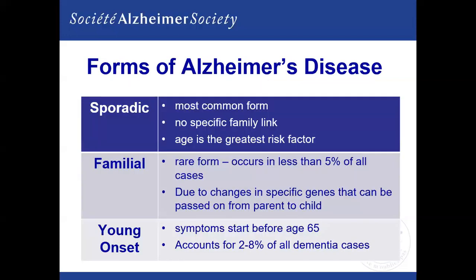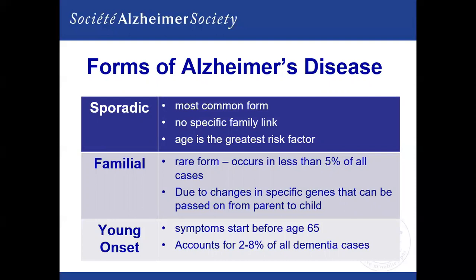And the last part of talking about Alzheimer's disease really involves looking at the different forms of Alzheimer's disease. Did you know that there are different forms of Alzheimer's? The two main types of the disease are called sporadic and familial Alzheimer's disease. So we'll talk about those first, and then we're also going to discuss a condition that's called young onset Alzheimer's disease. So we'll get to that in just a moment.